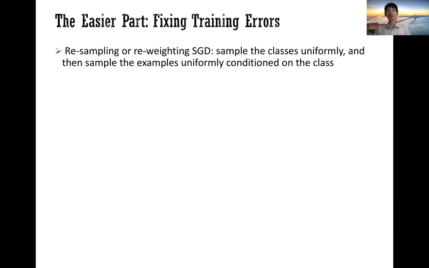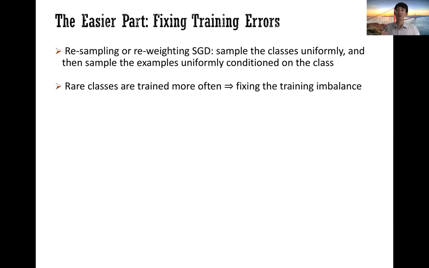So it turns out that there is a relatively easier part of the story, which is fixing the training errors. It's not that hard to fix the training errors. What you can do is basically resampling or reweighting in the stochastic gradient descent algorithm, which is a classical technique. So what you do is you sample the classes uniformly, and then you sample the examples uniformly conditioned on the classes. This way, you're going to upweight the rare classes and effectively downweight the frequent classes. As a result, rare classes are trained more often, which means that you are fixing the training imbalance.